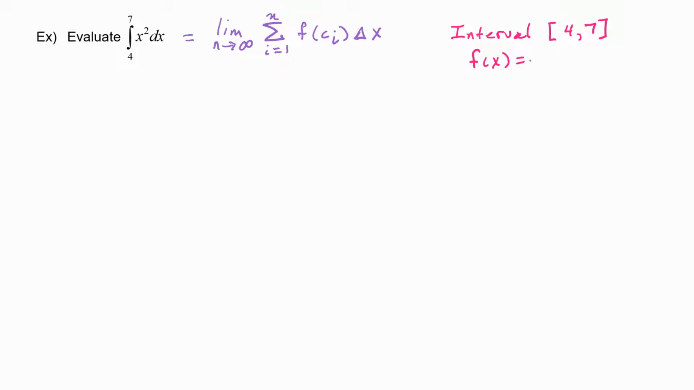So f of x is equal to x squared. Now, like we did with the definition of area, I suggest that you do your setup off on the side first. Delta x is defined to be b minus a over n. So that's going to be the endpoint of our interval, b, which is 7, minus the starting point, a, which is 4, over n. So that simplifies to be 3 over n.